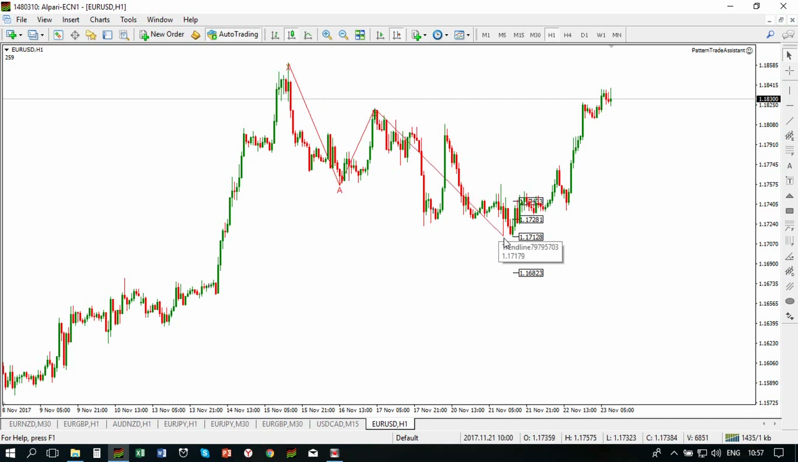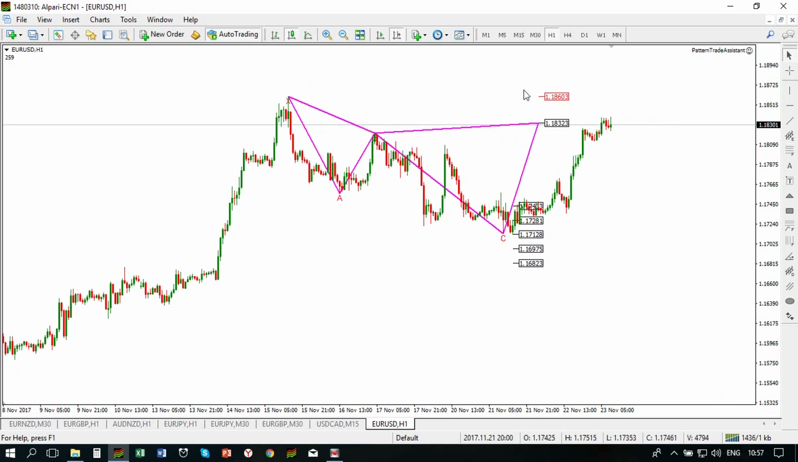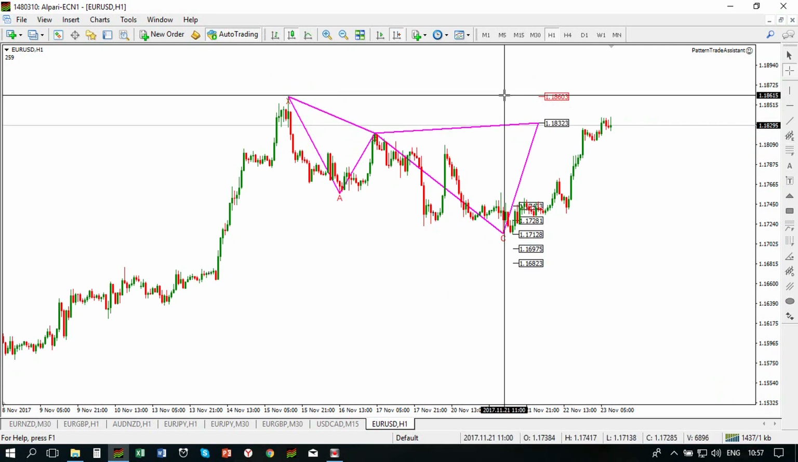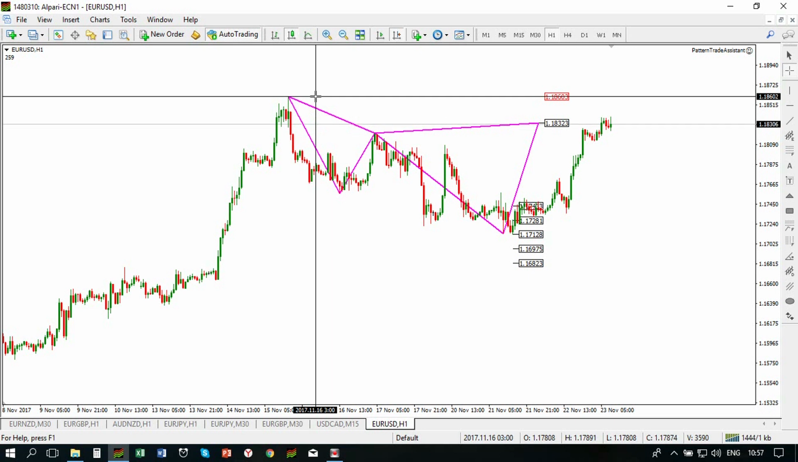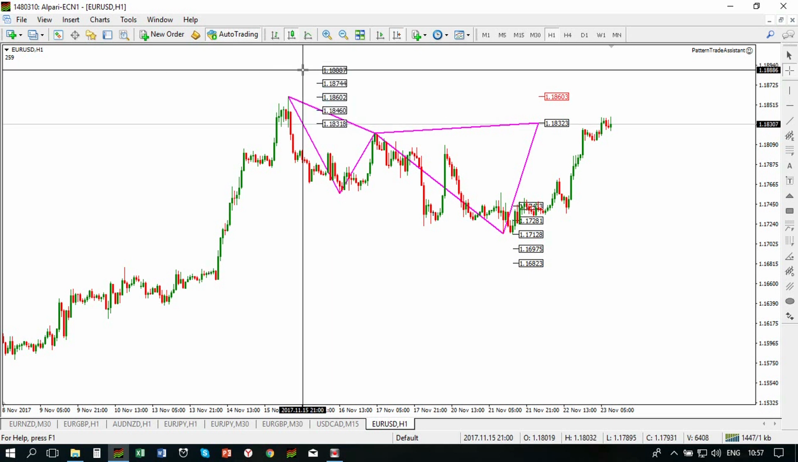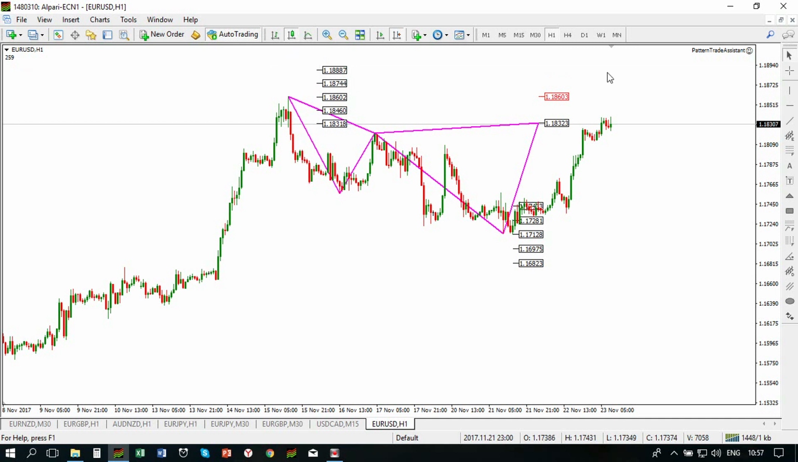X to A to B to C. This is the Cypher pattern, and you say, okay, I dislike the stop loss Alexander is providing me. I would like to place 2 ATRs above X. Just go here, this one, and click. 2 ATR is this level. You see that? This will be your 2 ATR level. Or you may use 1 ATR level, yes? It doesn't matter.